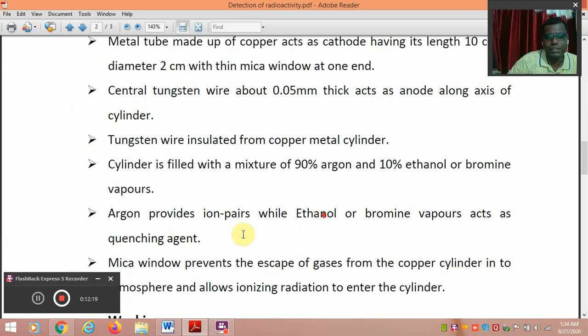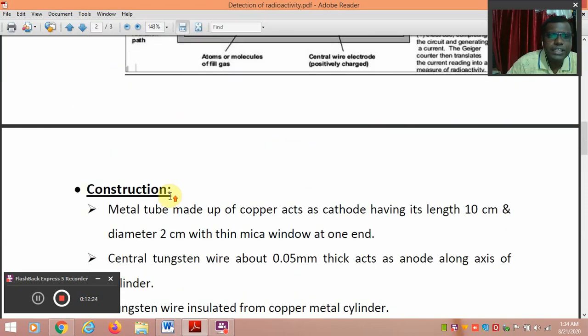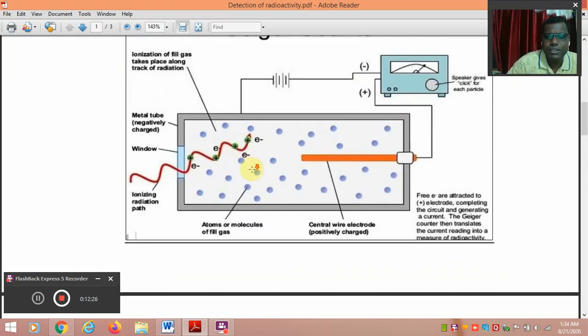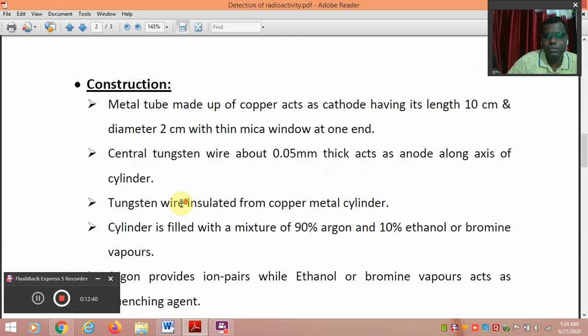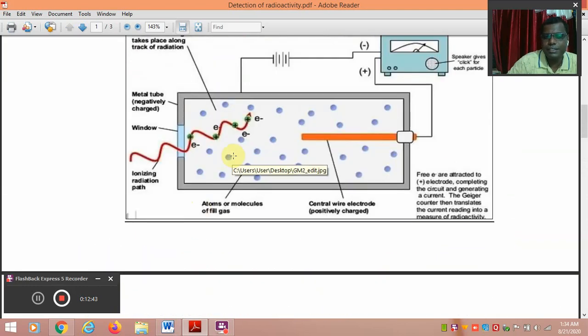So this is the next point. Again, I already told you, this cylinder is filled with some inert gas, and the inert gas used here is argon. So this cylinder is filled with a mixture of 90% argon, which is the inert gas, and 10% ethanol or bromine vapor. So remember that this cylinder is filled with a mixture of 90% inert gas argon and 10% ethanol or bromine vapor.